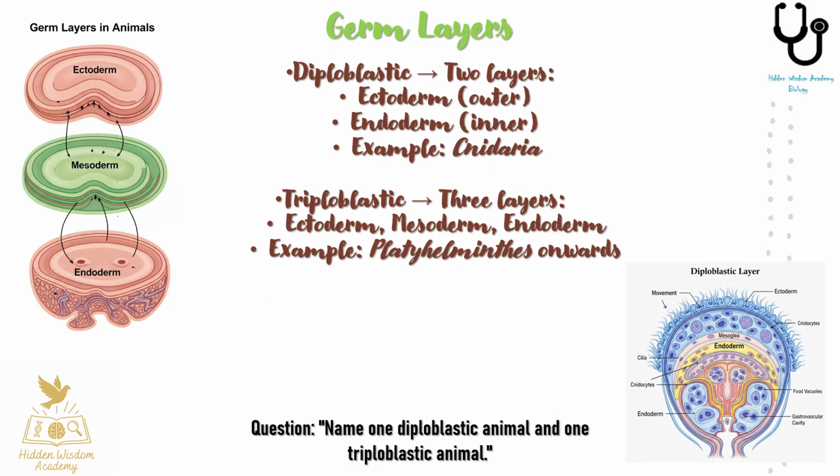Now let's talk about germ layers in animals. Animals are classified by germ layers. Diploblastic animals, like cnidarians, have 2 layers, ectoderm and endoderm, with mesoglea in between. Triploblastic animals have 3 layers, ectoderm, mesoderm, and endoderm. This extra layer allows more complex body structures, starting from flatworms to higher animals.